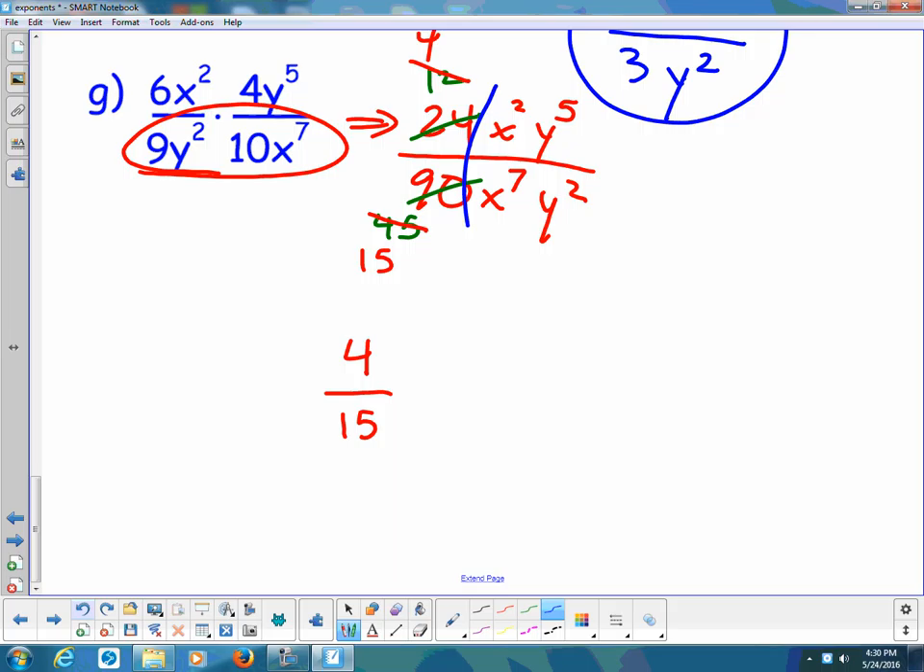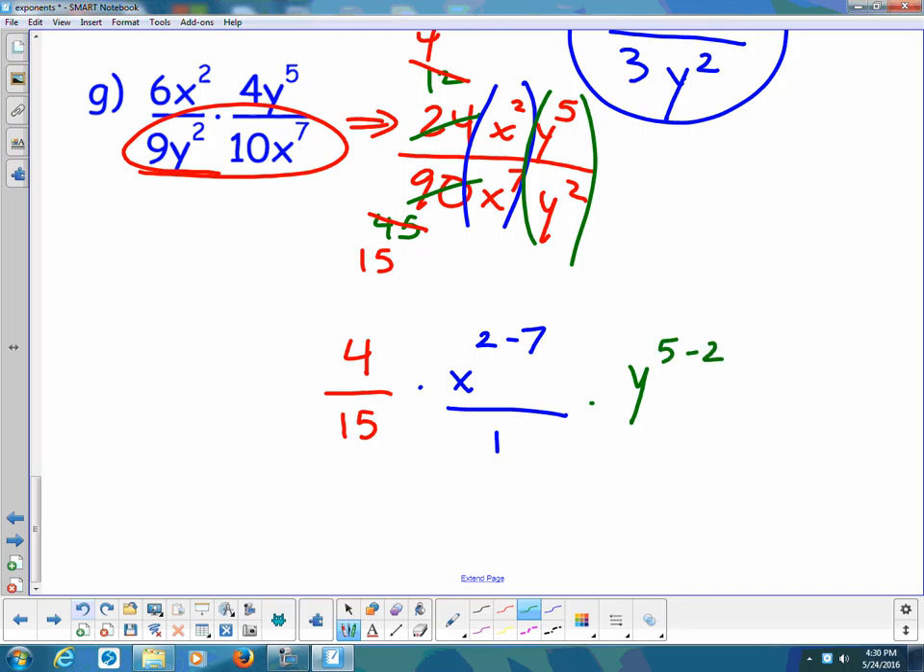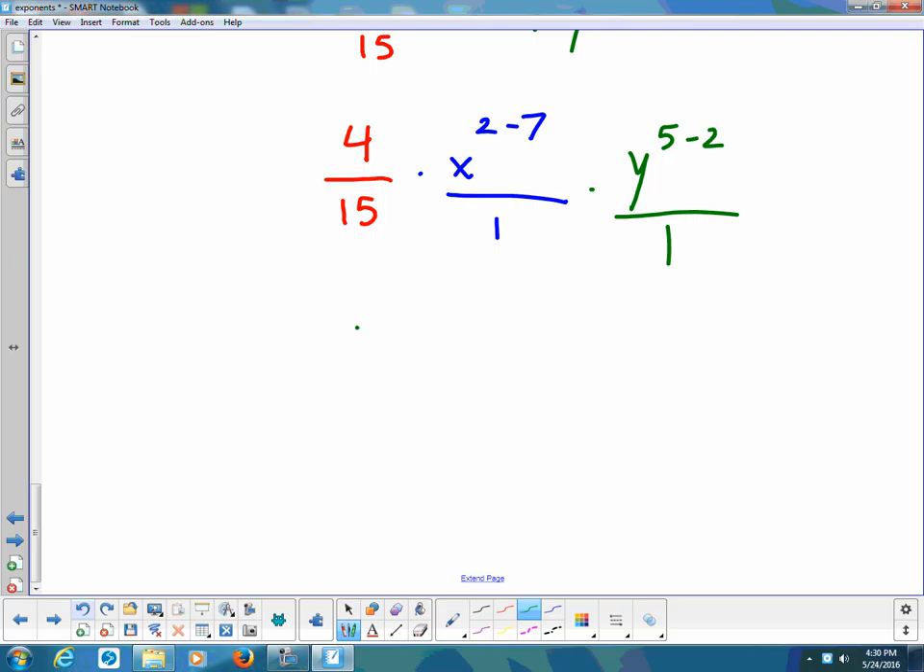Notice, though, I have x to the 2nd over x to the 7th. That means I want to subtract my exponents. And remember, that always goes in the numerator. So it's going to be x to the 2 minus 7. Think of that as over 1. And same thing here. I've got y to the 5th over y to the 2nd. So I'm going to do y to the 5 minus 2 in the numerator. That's over 1. All right, so what do I have now? I've got 4 over 15. I've got x to the negative 5th. And I've got y to the 3rd.